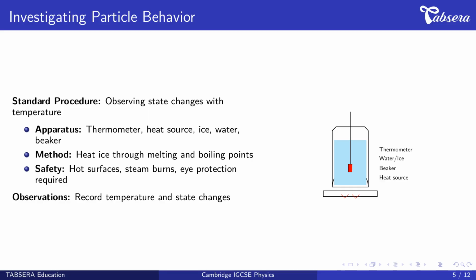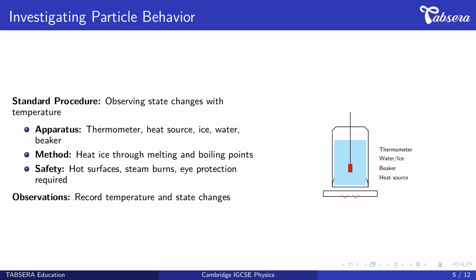The apparatus needed includes a thermometer for measuring temperature, a controlled heat source like a Bunsen burner, ice as the starting material, water for the liquid phase, and a beaker to contain the sample. The method consists of these steps. First, place ice in the beaker and record initial temperature. Second, apply gentle heat and record temperature every minute. Third, observe and record state changes at melting and boiling points.